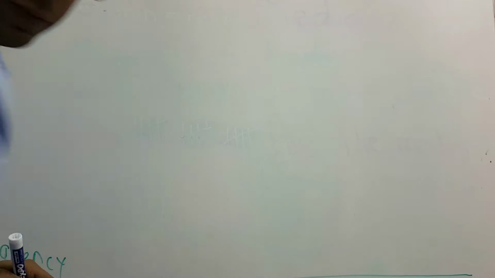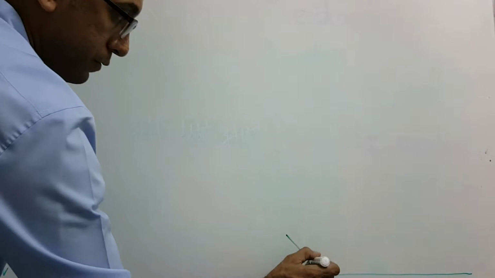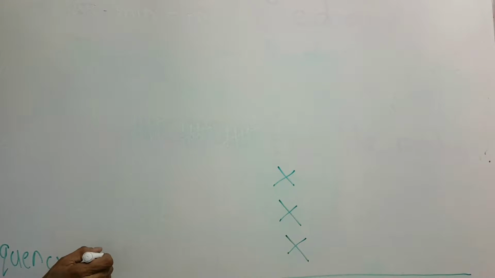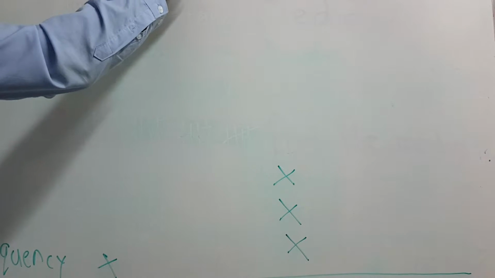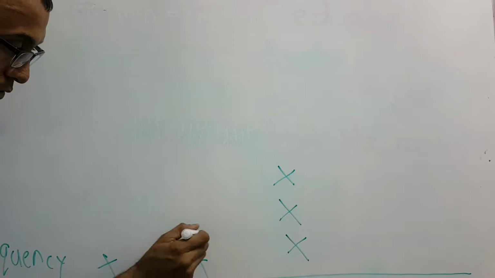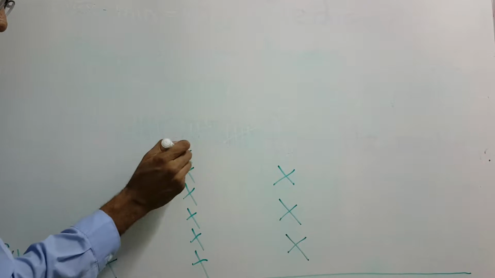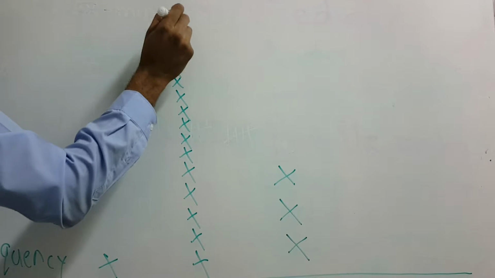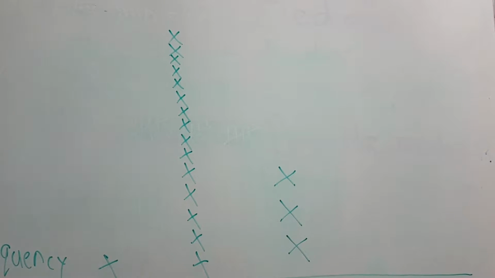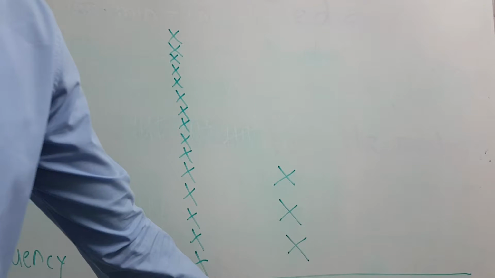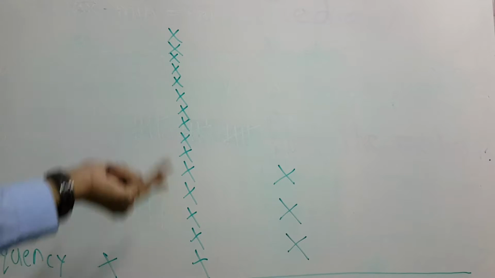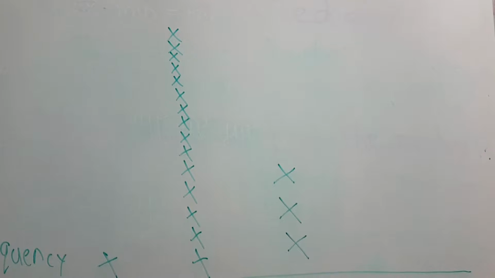So like I said, 3 children, Guy, Alice, and Emily, have 2 siblings. Luca has 0 siblings, and 15 children have 1 sibling. 1, 2, 3, 4, 5, 6, 7, 8, 9, 10, 11, 12, 13, 14, 15. Okay? So remember, our minimum is the lowest value, our maximum is the greatest value, and our mode is the number that we see the most. So what is our mode? 1.